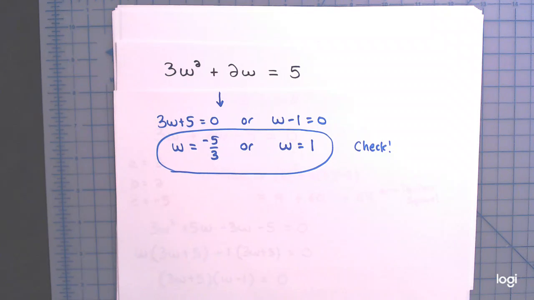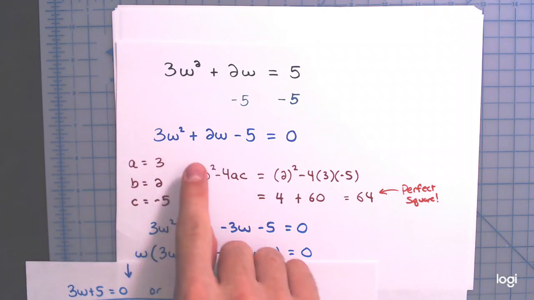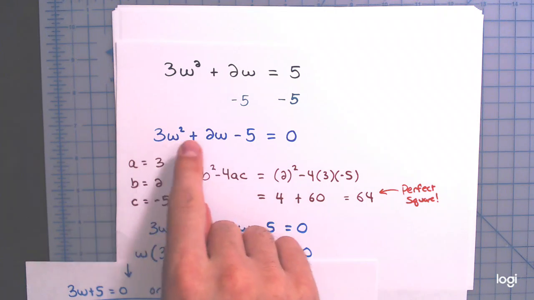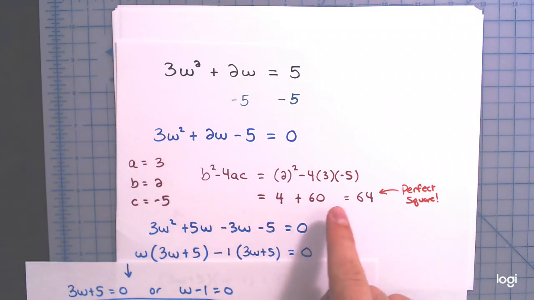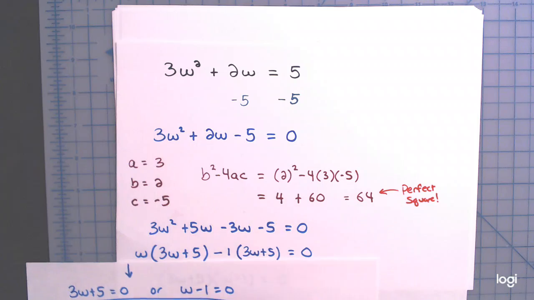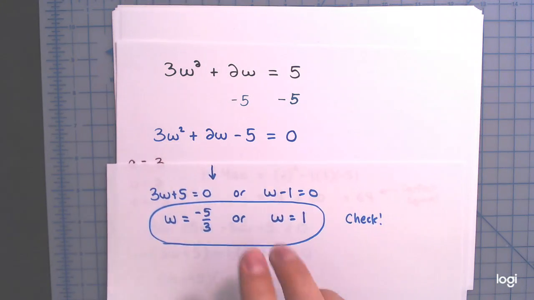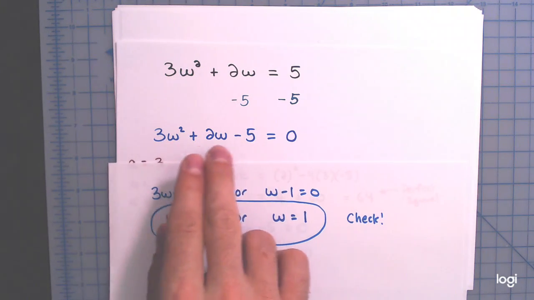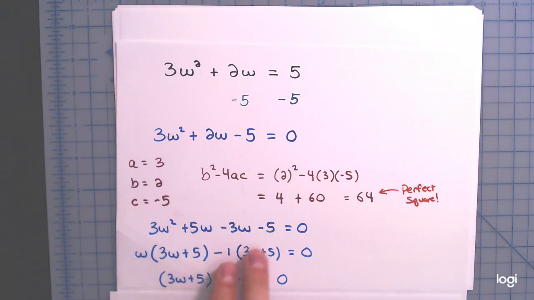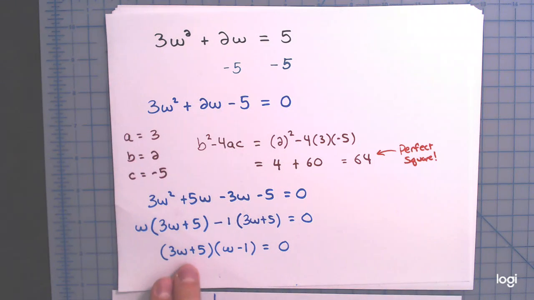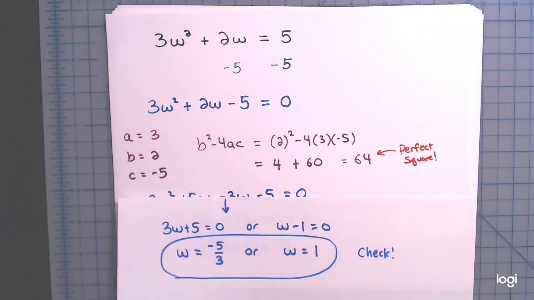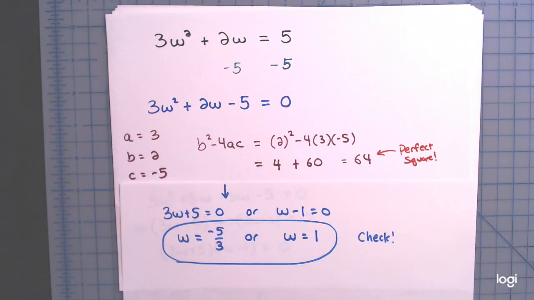All right. So that was by factoring, right? I put it in standard form. I found this discriminant to be a perfect square. And if it's a perfect square, that means you can actually factor this polynomial, or at least you should be able to. And I did down here. Right? We got the factors down here, 3w plus 5 and w minus 1. And then I figured out when each of those was 0 and got my solutions.